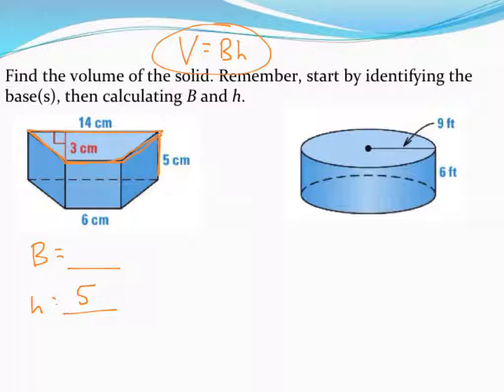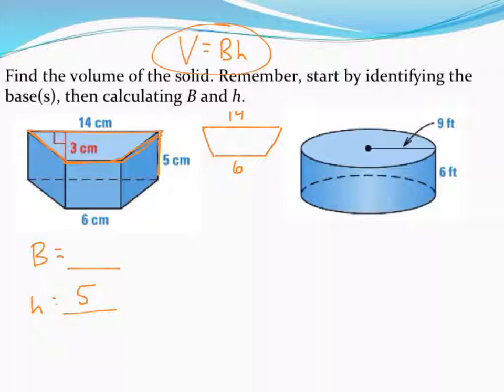Next up, let's find the area of the base. What I'd recommend you do is draw the base on the side, especially for the trapezoid ones. Those seem to give people problems. So that's what the trapezoid looks like. I can see that the two parallel sides of the trapezoid are 14 and 6. Those are called the bases of the trapezoid.